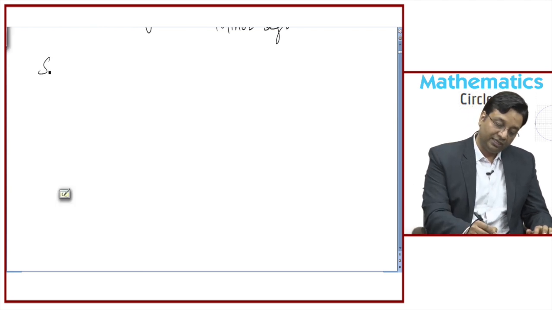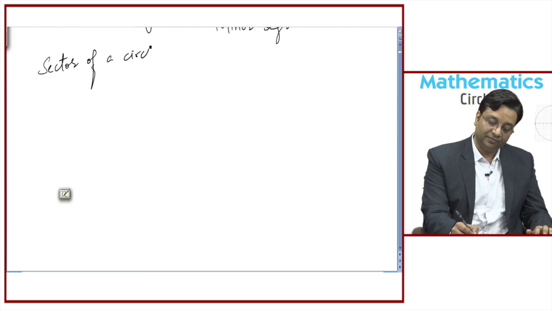Let us talk about sectors. Sector of a circle.